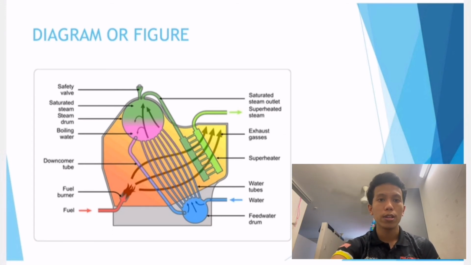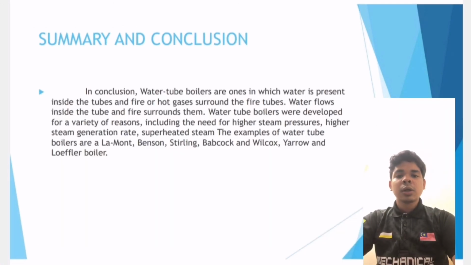Here we can see the diagram of the water tube boiler, in which the highest part is the safety valve, followed by the saturated steam drum, boiling water, downcomer tube, fuel burner, fuel, saturated steam outlet, superheated steam, exhaust gases, superheater, water tubes, water, and the feed water drum.